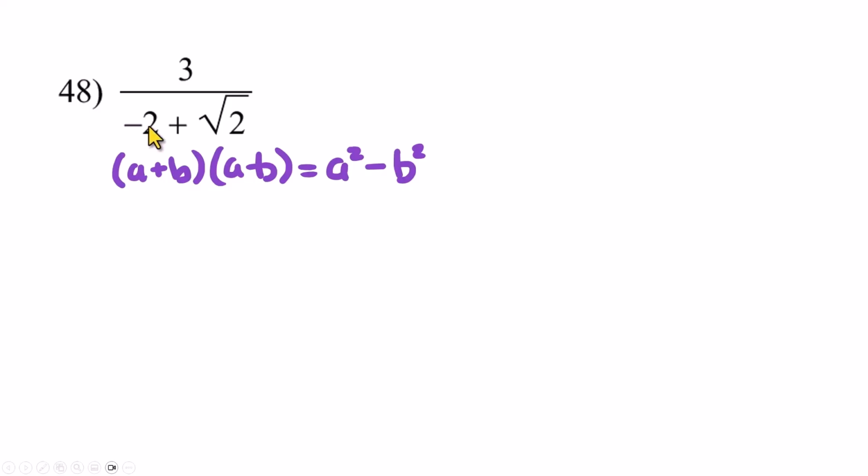So if I do this little trick here, where I multiply negative 2 plus square root of 2 times negative 2 minus square root of 2, they're exactly the same except I change the signs. I'm going to be able to use this rule for that difference of two perfect squares. Whatever I do on the bottom, I have to do on the top as well. So that's the thing to do. Exactly the same, change the signs.